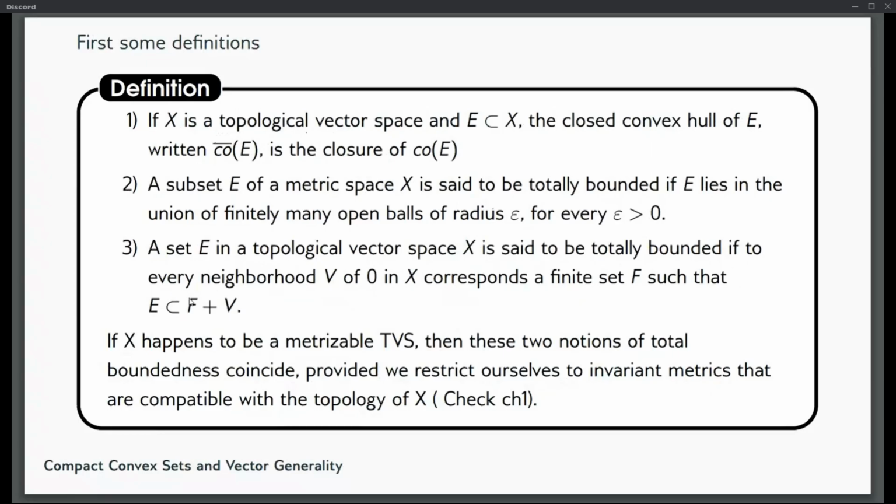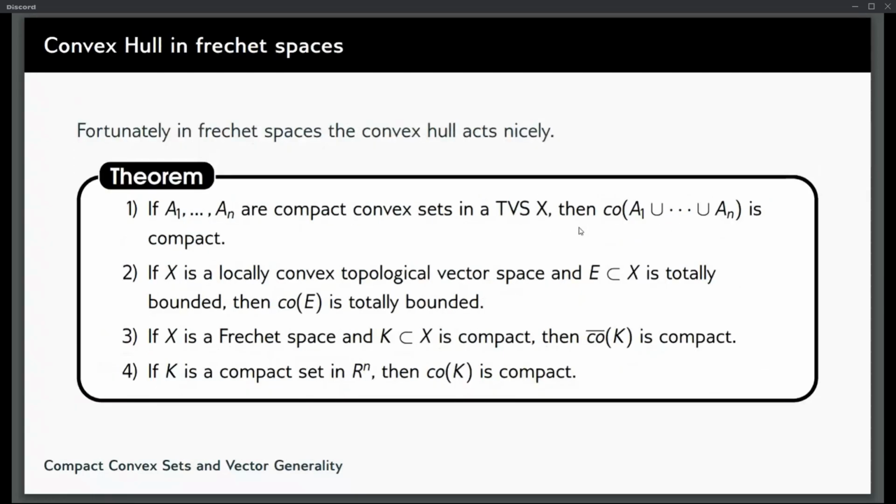And once again, if X is metrizable, then these concepts are the same, but if we restrict ourselves to invariant metrics that are compatible with the topology of X. So this is essentially the same as the concept of boundedness, where we try to generalize it. This is just for total boundedness.